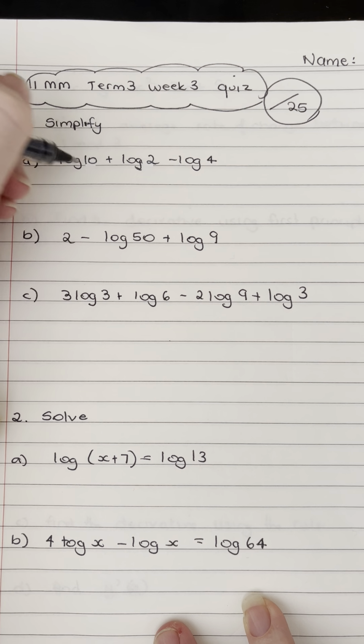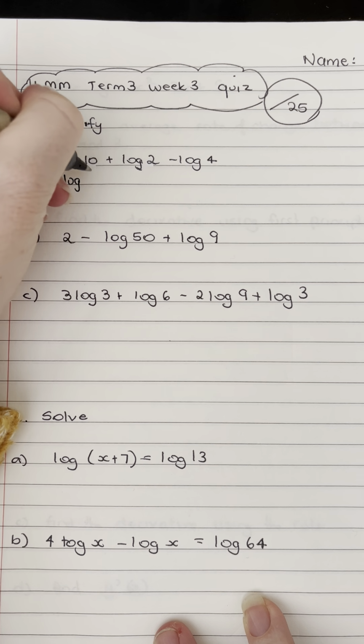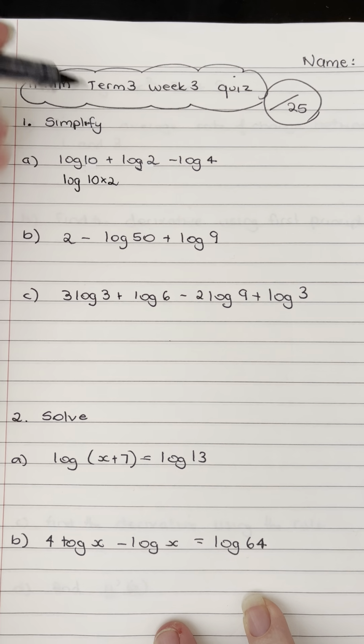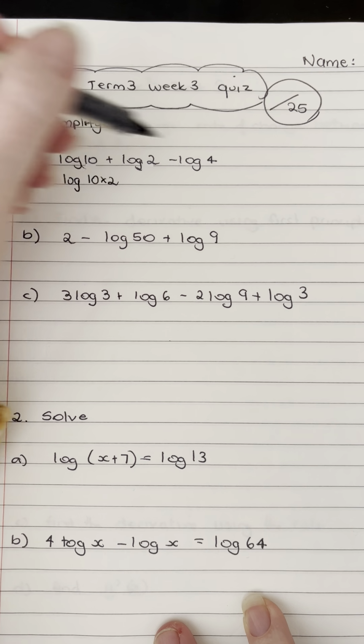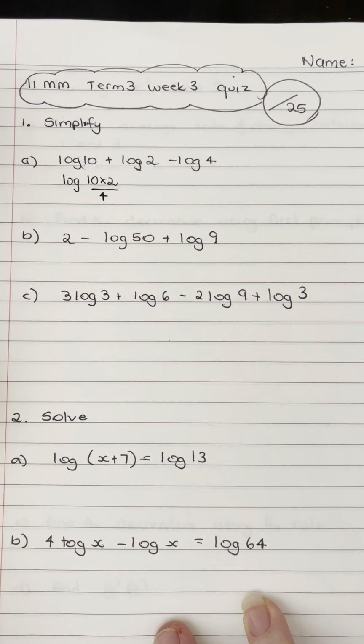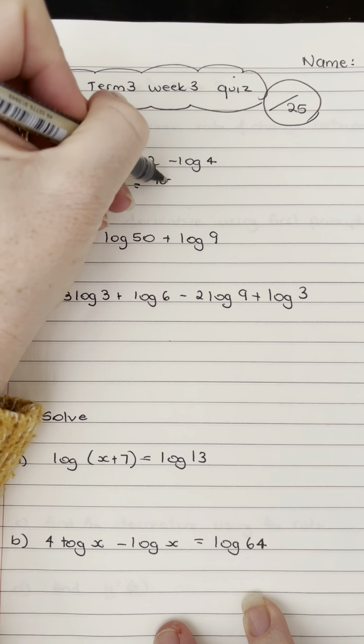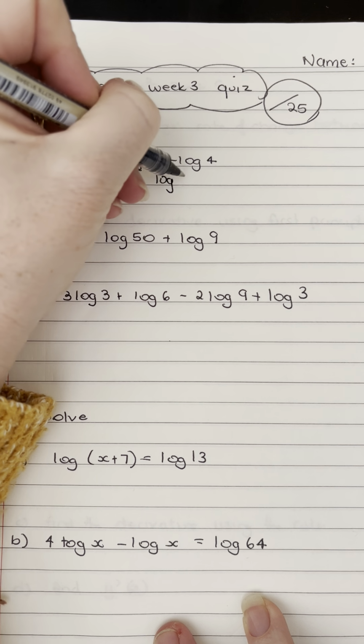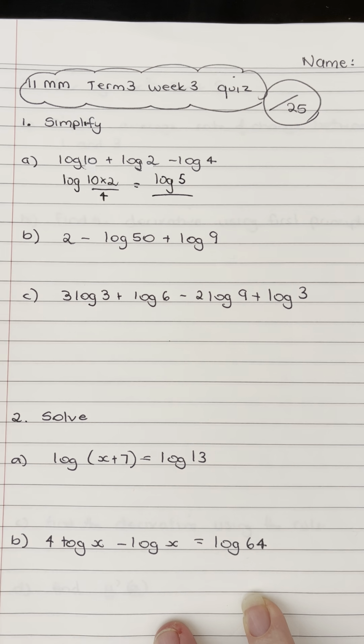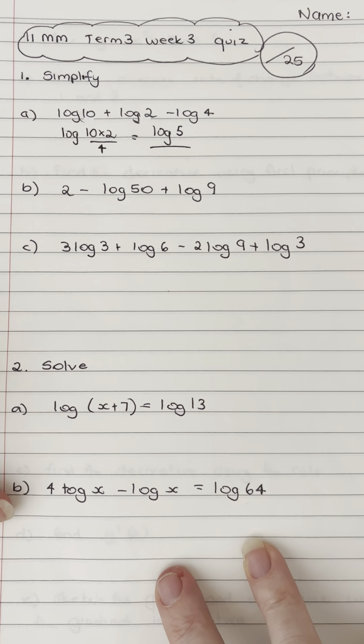So if we're adding logs, that means we are multiplying the 10 and the 2 there, and then we will divide by 4. So we can make that log of 10 times 2 is 20, divided by 4 is 5, and we can simplify it as that. We're not asked to evaluate it, so we're just leaving it in that form.